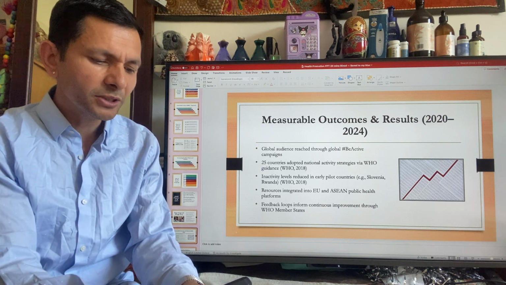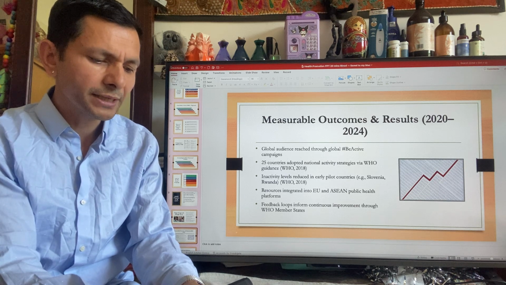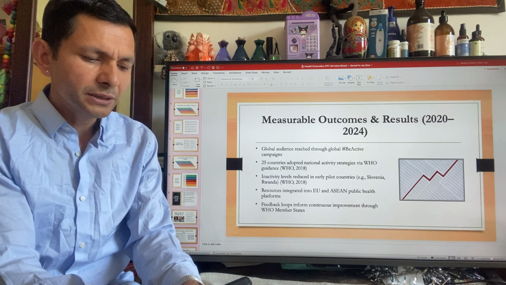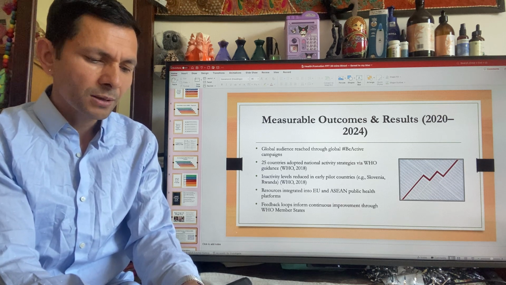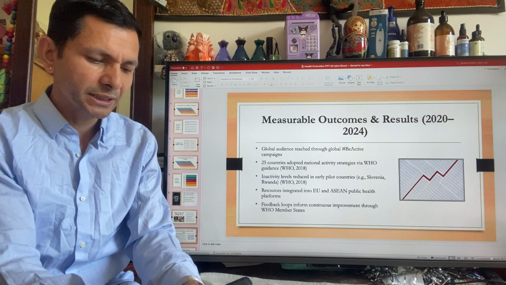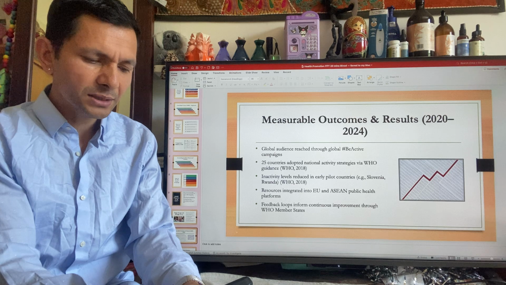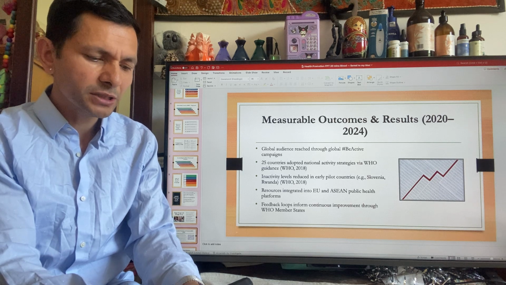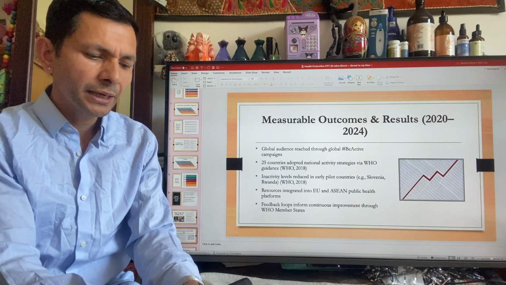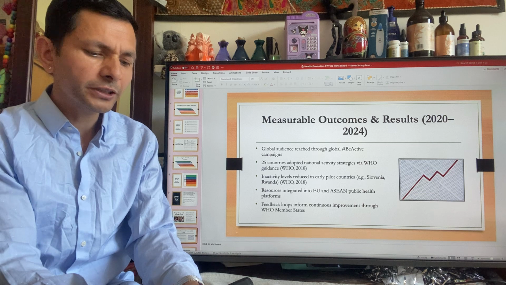More than 25 countries have now adopted physical activity strategies developed with WHO guidance. In early pilots, in nations like Slovenia and Rwanda, measurable reductions in physical inactivity have been observed. The campaign's tools and framework have been integrated into larger regional platforms, including the EU and ASEAN health agendas. Feedback mechanisms such as member state reporting and evaluation frameworks help continuously refine and improve the campaign for greater impact.